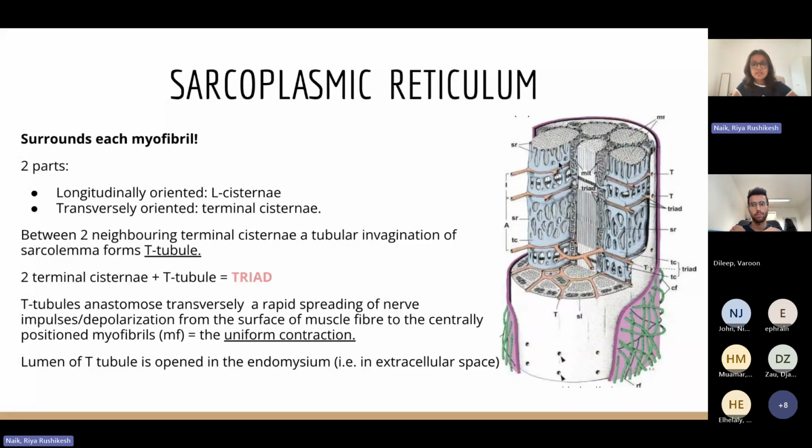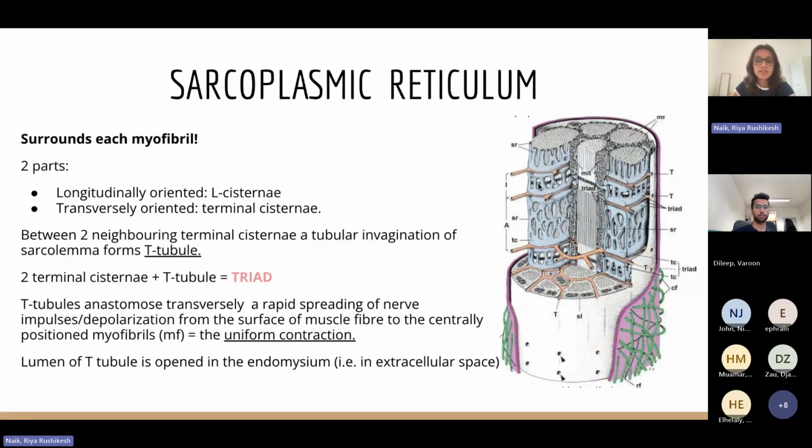You can see here one blue thing, and then there is one more orange thing in the middle, and there's one more blue thing. So these three things combine together to form one unit, which is called a triad. This is just a bunch of information. It does not really correspond to any particular function. These are basic facts which you just have to memorize.